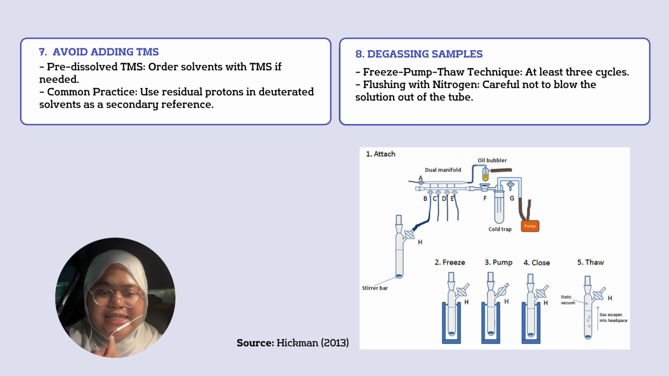Number 8. Degassing samples. For degassing, use the freeze-pump-thaw technique for at least 3 cycles. Alternatively, flush the sample surface with nitrogen, being careful not to blow the solution out of the tube.